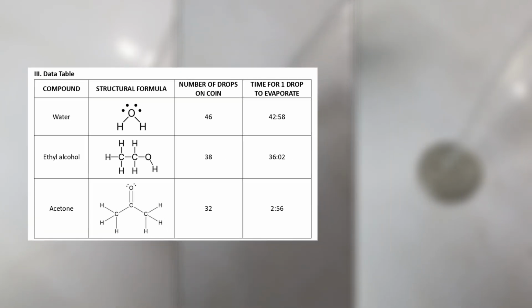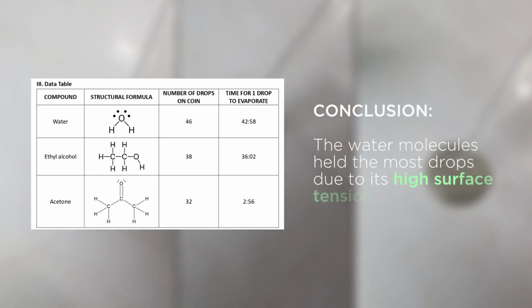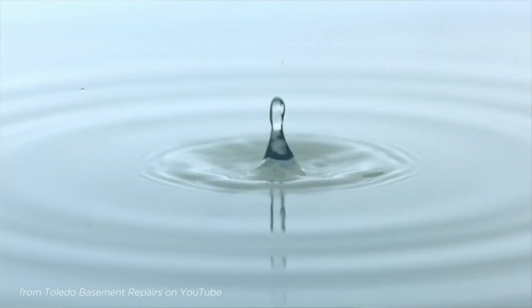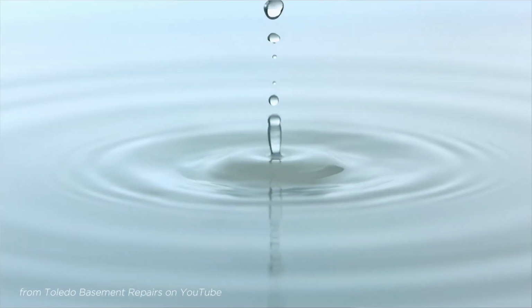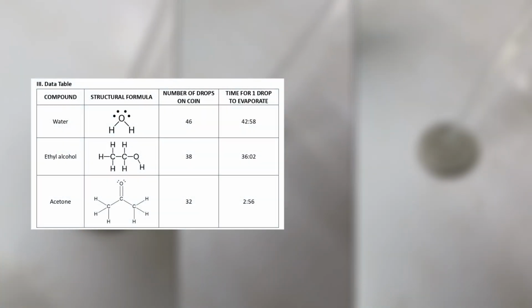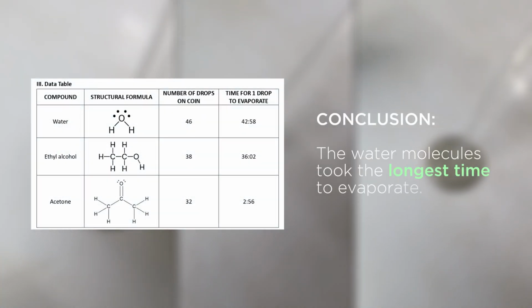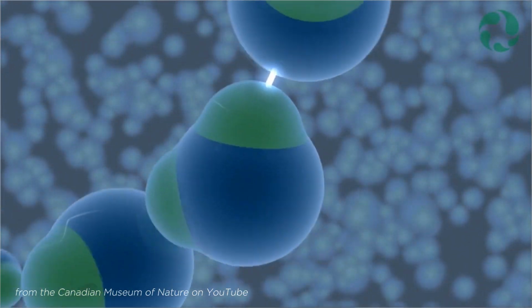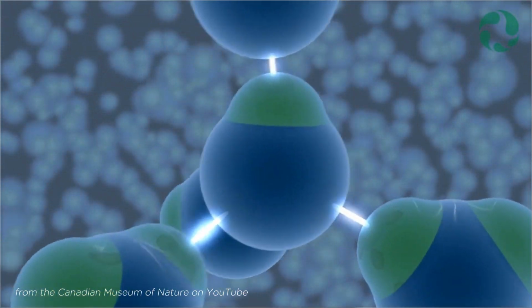As you may have observed, the water molecules held the most liquid drops on the coin. This is because water has high surface tension, which allows the drops to pile up and form a dome shape without spilling easily. The water molecules also took the longest time to evaporate. This is because water molecules attract each other very strongly, making it harder for them to escape into the air.